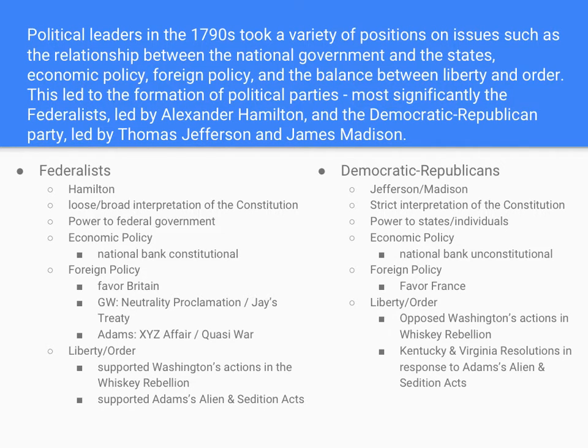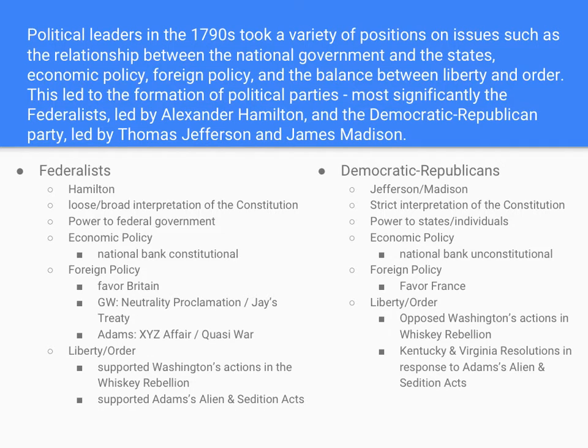The next issue listed in the key concept is foreign policy. In foreign policy, the primary difference was that the Federalists were more likely to favor Britain, and the Democratic Republicans were more likely to favor France. The reason for this is that the Federalists were primarily merchants, and they favored good trade relations with Great Britain. Britain was a better trade partner because that had already been established under the mercantilism of the colonies.